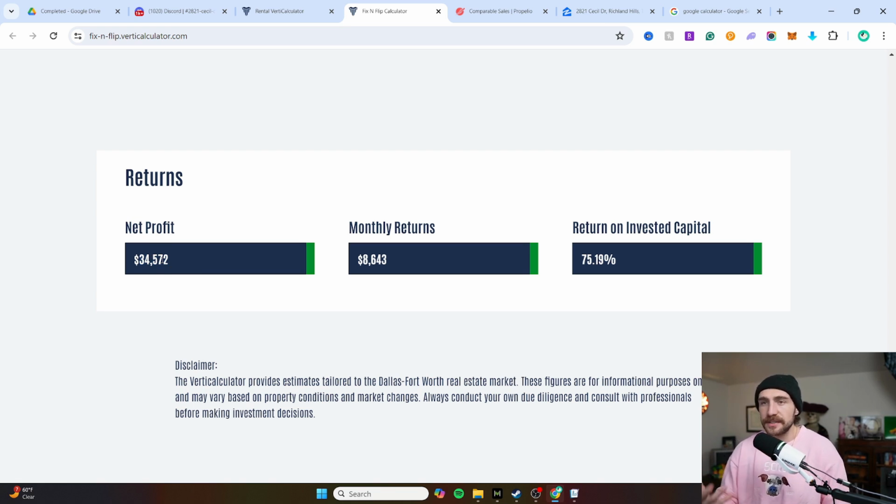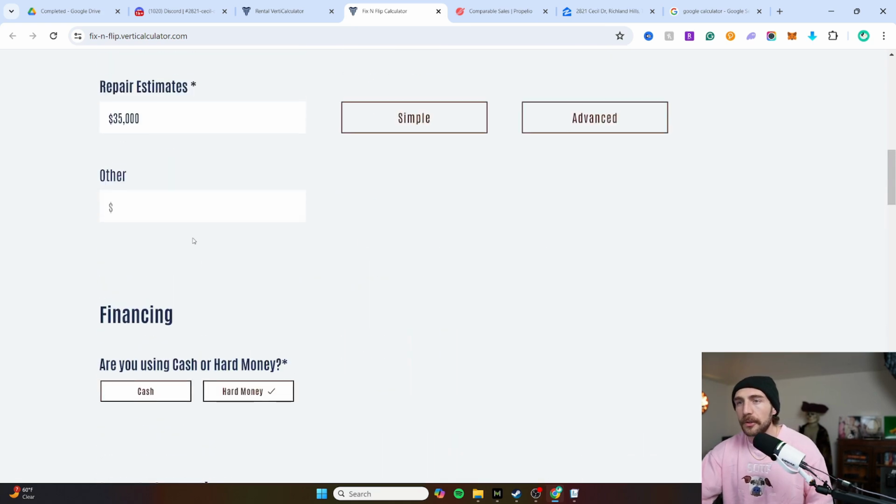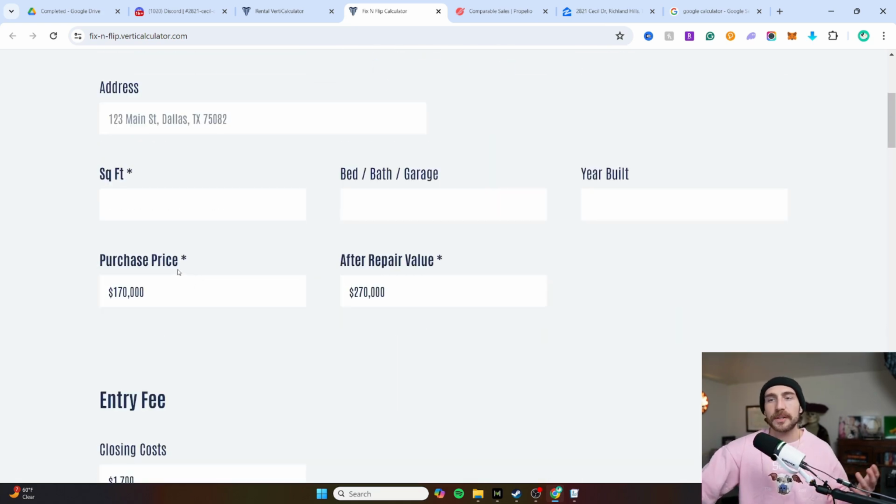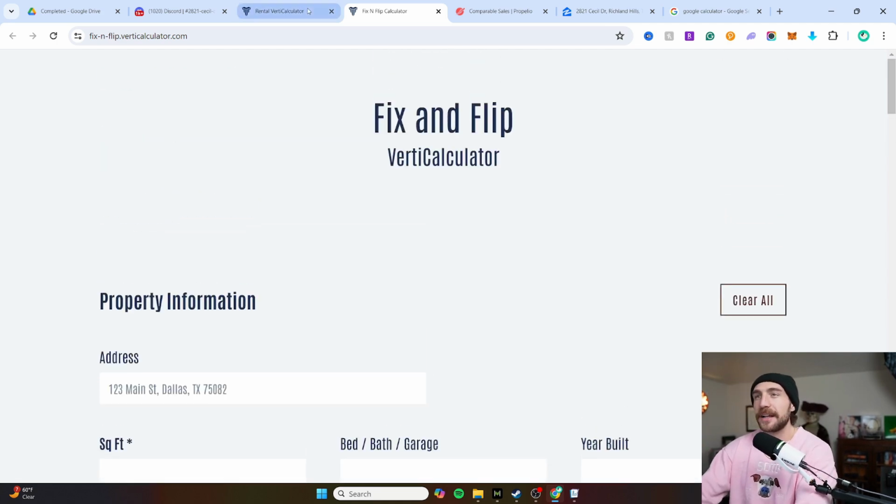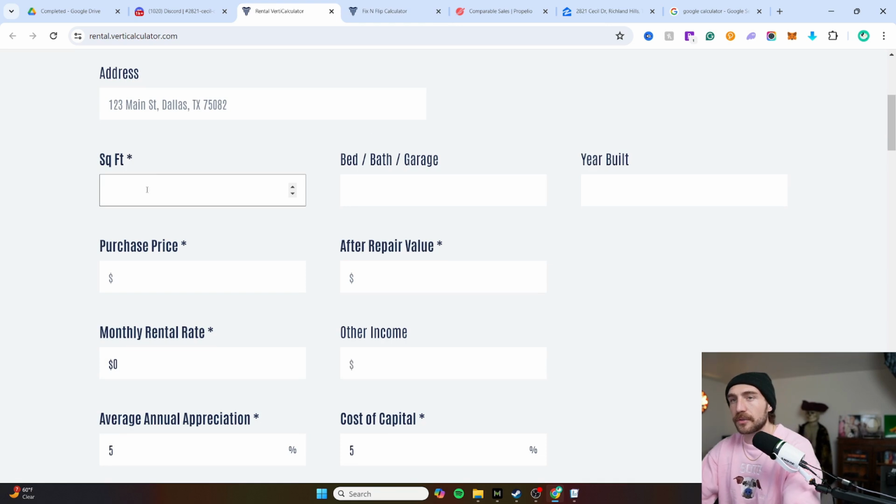But this is a healthy deal. What I want to show you guys is the 70% rule is creating healthy deals for you in profit and also for your end buyer. But once you start going higher, the deals start to get a little bit less healthy. And the other thing I want to show you guys is, let's say we're looking at this as a rental.